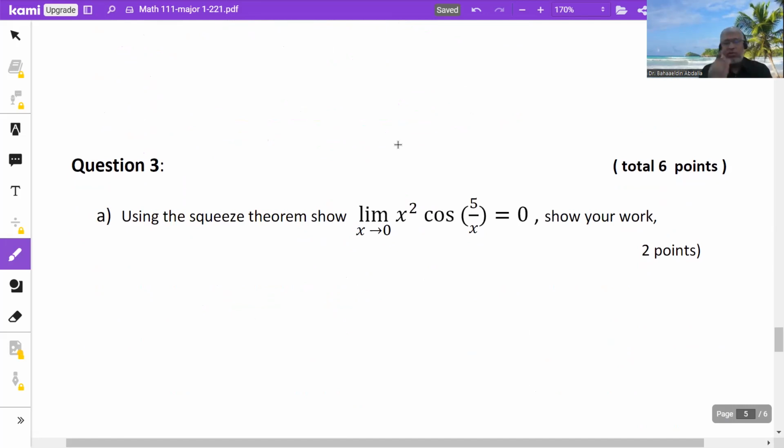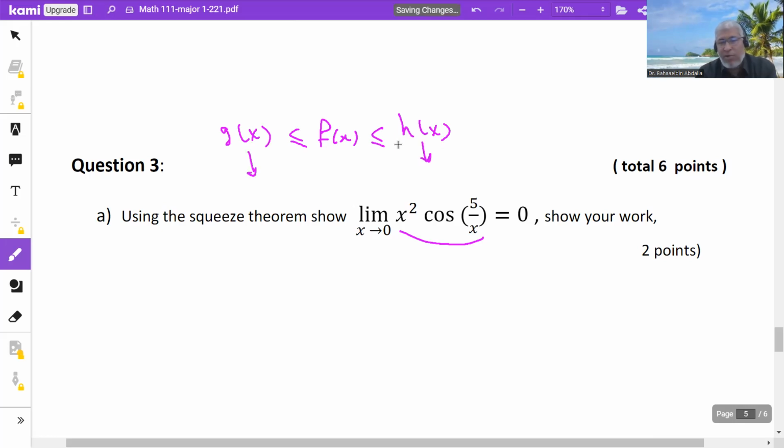Use the squeeze theorem to show that the limit of this x squared cosine is 0. So the squeeze theorem says that if you have a function f of x and you can put it between two other functions, for example, g of x and h of x, and if the limit of g and the limit of h when x approaches a number, for example 0 or any number a, is the same value L, then the limit of the function in the middle also has to go to L.